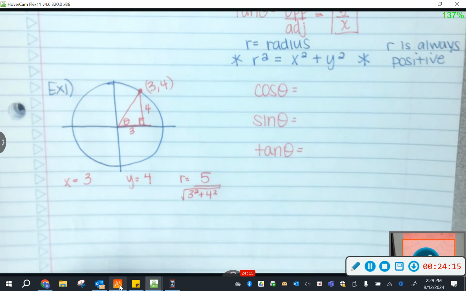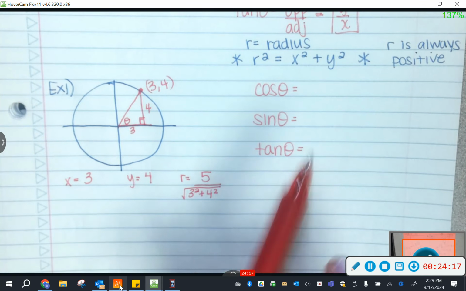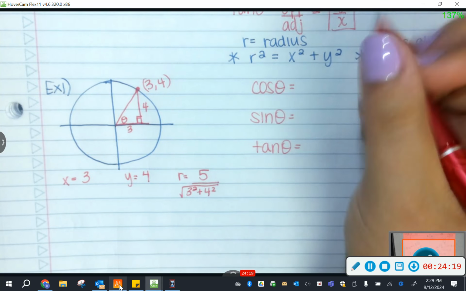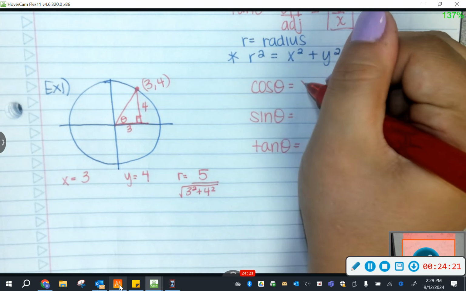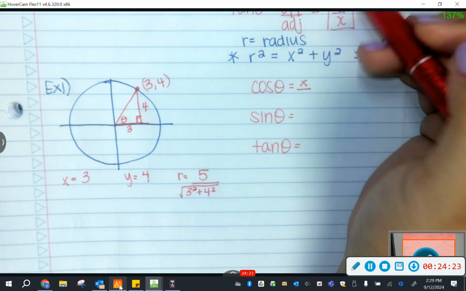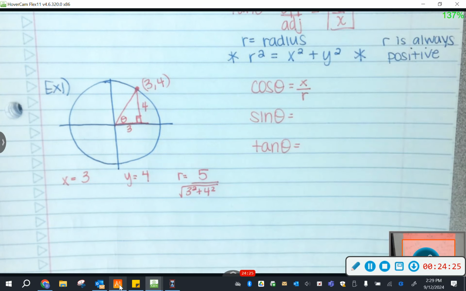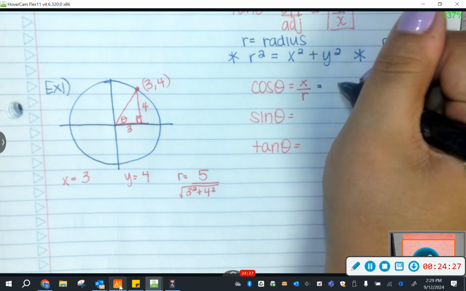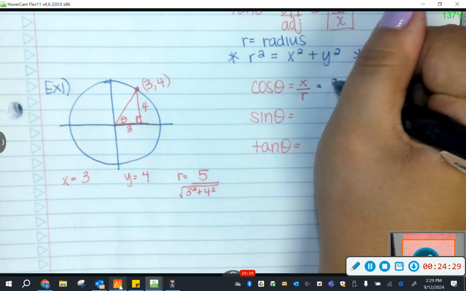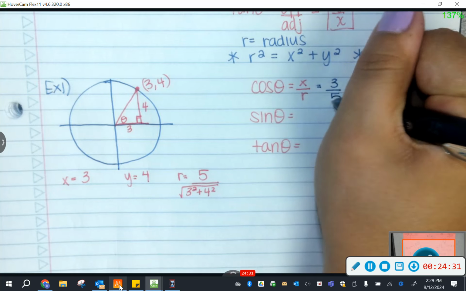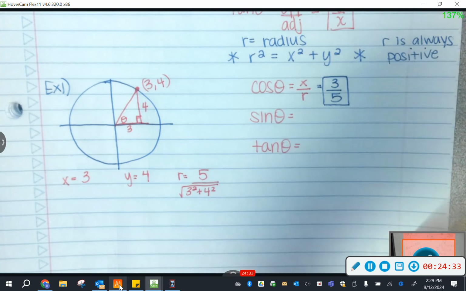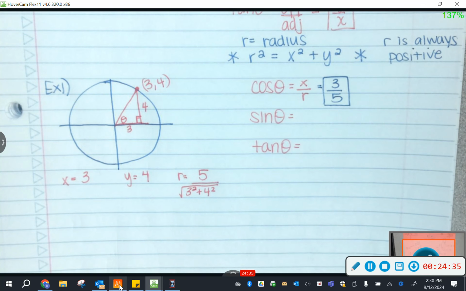Now you have your x, y, r. You're just plugging in your information. Cosine is what over what? Look up here. X over r. So what is my x? What's my r? That's your answer. That's it. You leave it as a ratio. You're not inversing. You're not going to have a calculator to do any of that. Just leave it as a fraction like that.